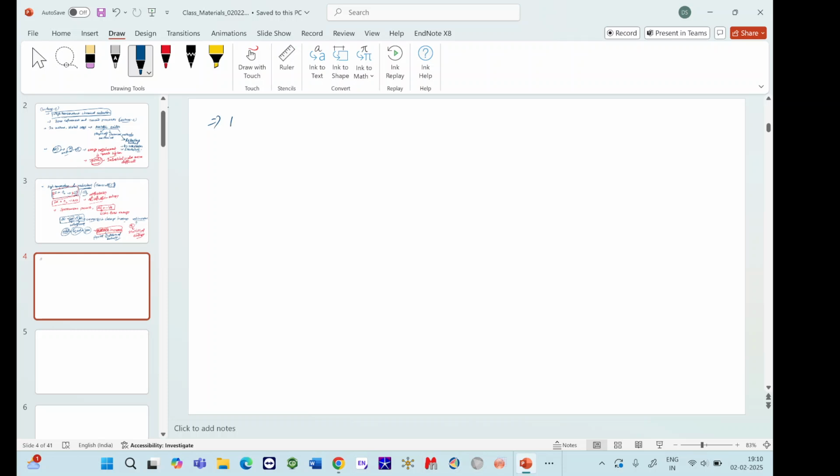Most of the cases, metals are found as oxides or as sulfides. But these sulfides cannot be reduced to metal in one step. So it has to go to oxide, then we have to get to the metallic form. So how do we do it?